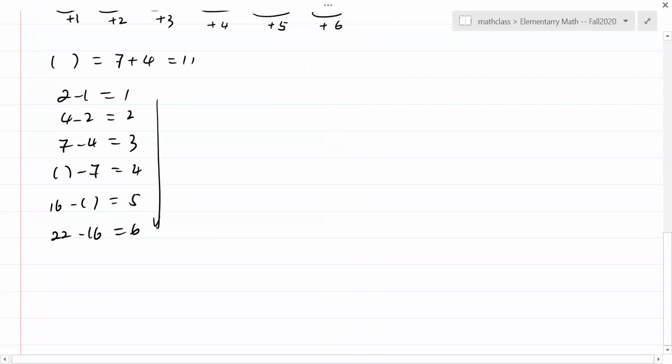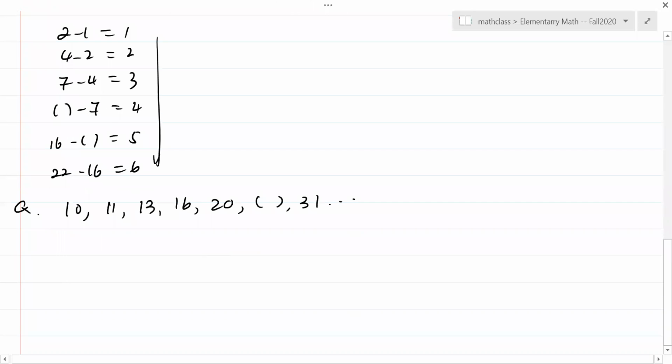I'm going to ask you to work out the next problem. You're given 10, 11, 13, 16, 20, the missing number, and 31. Okay, please find out the missing number.